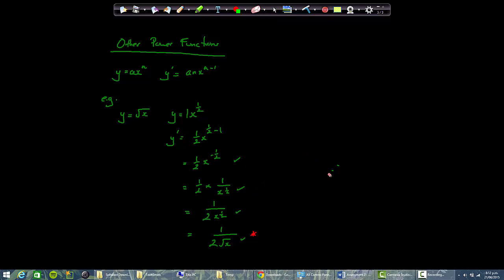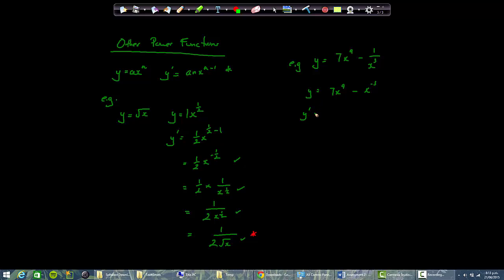Okay, so let's do perhaps one more example. Just erase this here. So let's take another example. Let's say we had y equals 7x to the power of 9 minus 1 over x to the power of 3. Well, let's rewrite this in a way that we can apply this rule more easily. 1 over x cubed can be written as 1 times x to the power of negative 3, or just x to the power of negative 3.